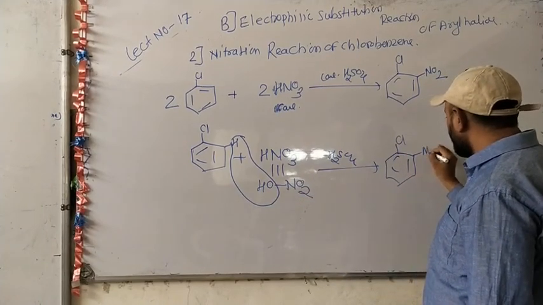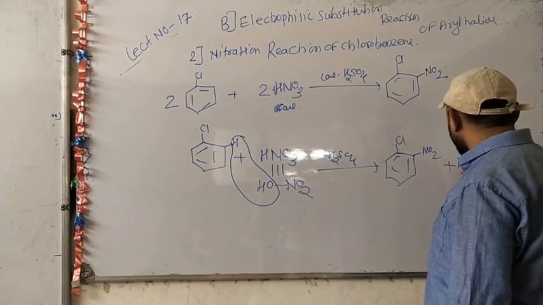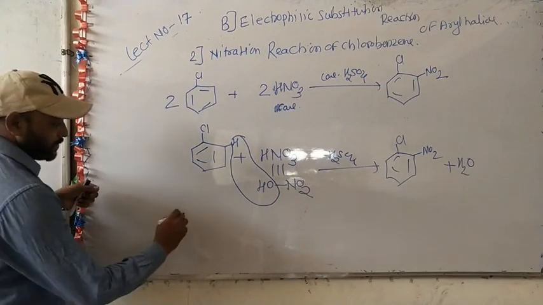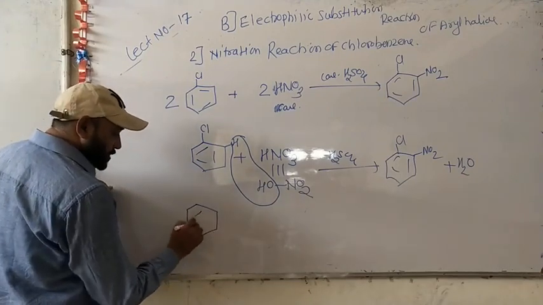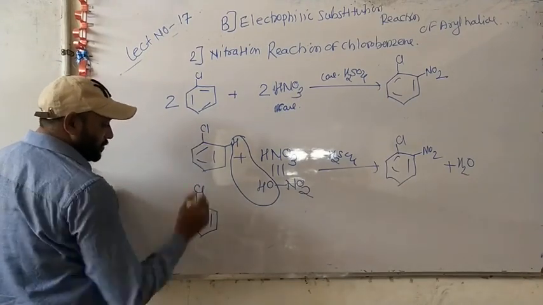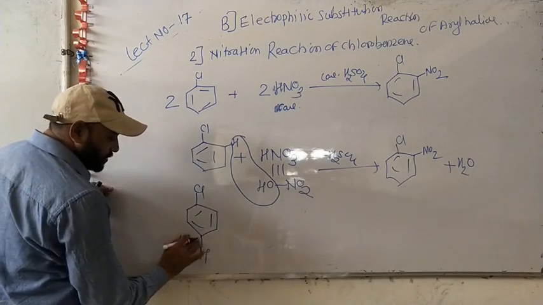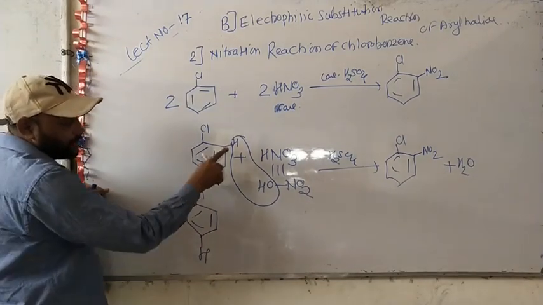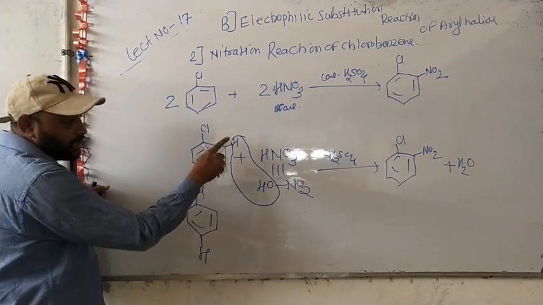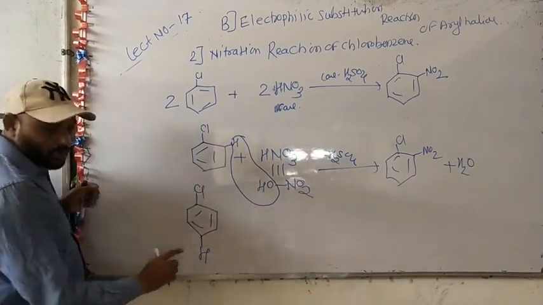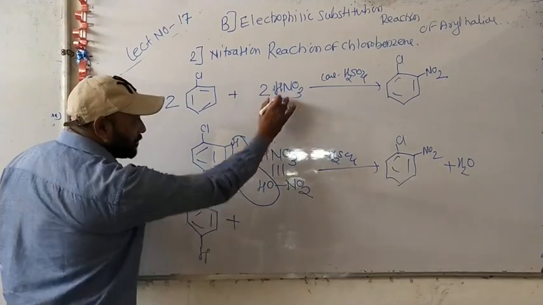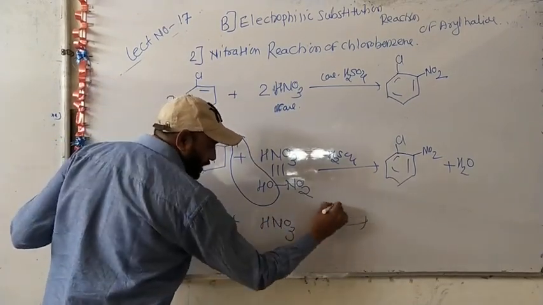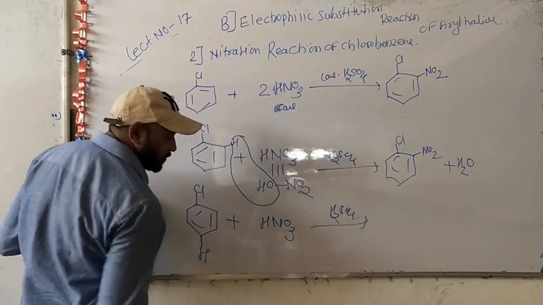Cl, here NO2 plus H2. The second molecule undergoes an electrophilic substitution reaction at the para position, because chlorine is an ortho and para director. That's why the first electrophilic substitution reaction occurs at ortho and the second occurs at para. So another molecule of HNO3 in the presence of catalyst H2SO4.